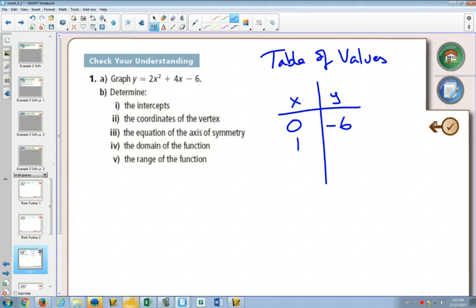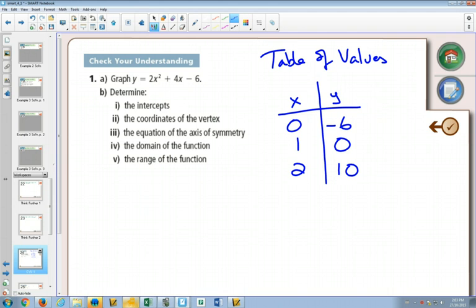1 isn't very hard to do with mental math. 2 times 1 plus 4 minus 6 is 0. Let's try 2. 2 squared is 4 times 2 would be 8 plus another 8 is 16. So now I've done 3 points. I haven't got any symmetry yet. Can you see that I've gone up by 6 and now I'm going up by 10? If I put in 3, it would seem like I would go up by even more.